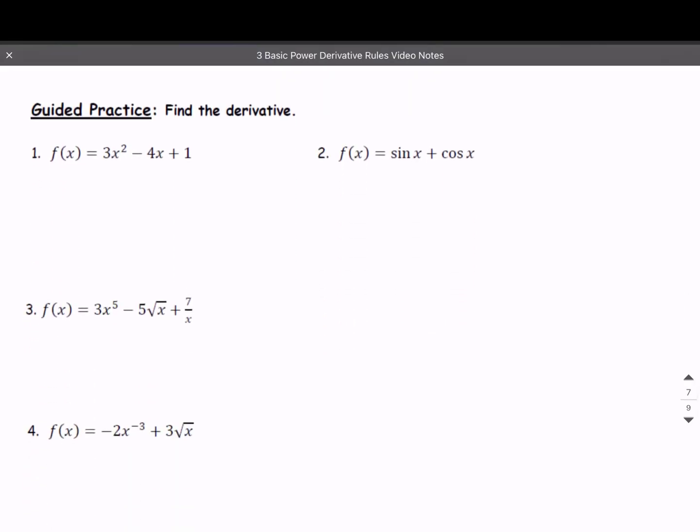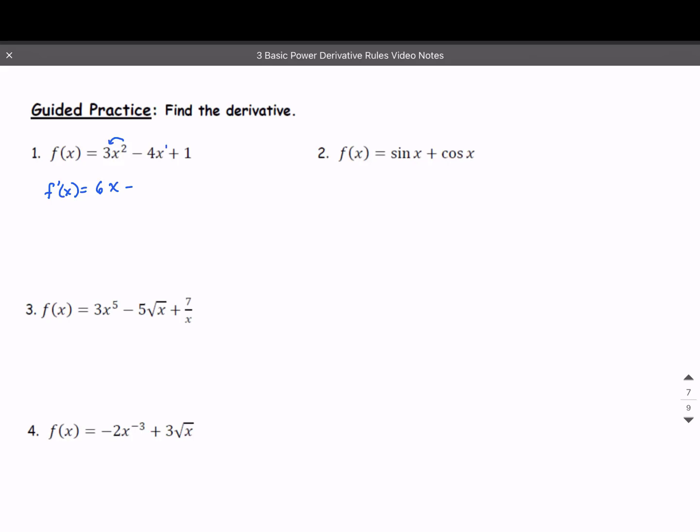Okay, a few problems to practice with. So the first one, f of x is 3x squared minus 4x plus 1. So our derivative, f prime of x, we do the 2 times 3 is 6, keep the x. 2 minus 1 is 1. I'm not going to write an exponent of 1 though.